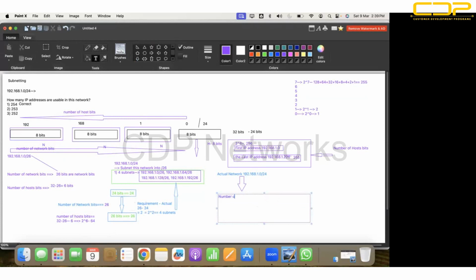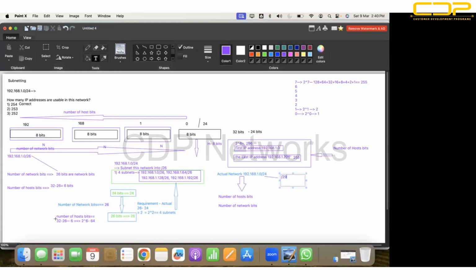Number of host bits and number of network bits: 8 host bits and 24 network bits. Now, your task is to convert this into slash 28. Okay, let's say not 28. Let me give you slash 29. Now tell me what are the number of host bits and number of network bits.